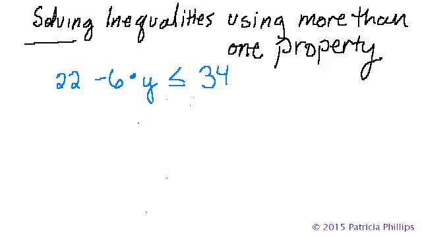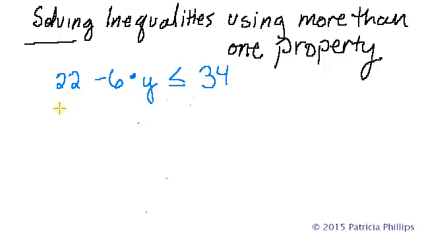Hello and welcome back. Today we are talking about inequalities, and we are solving inequalities using more than one property. So let's get started. The first problem is 22 minus 6 times y is less than or equal to 34.